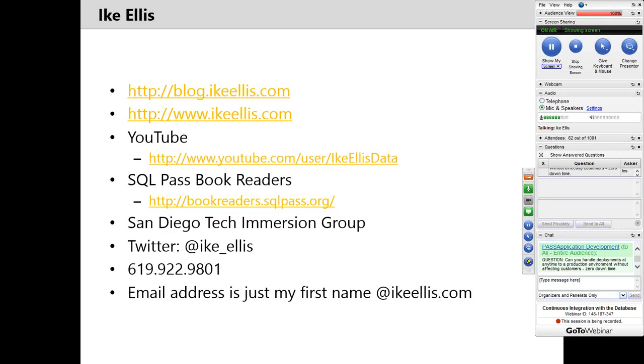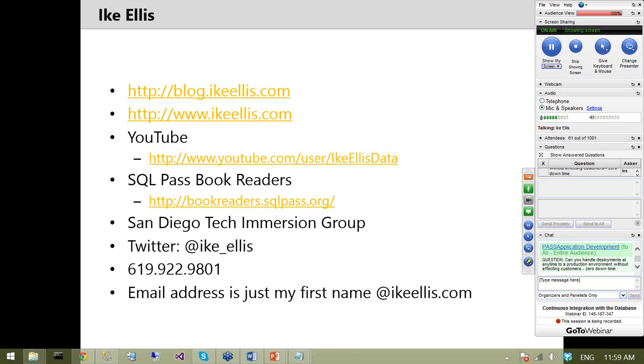Oh, question. Can you handle deployments at any time to a production environment without affecting customers? Zero downtime. Well, I mean, that would be the goal, right? That's what Flickr and Amazon do. Ideally that would happen, but it takes a lot of work and effort to get to that. Continuous deployment is what that's called. It probably started with some high-functioning groups in 2010, and they're getting better and better at it. You can listen to a lot of podcasts about it.